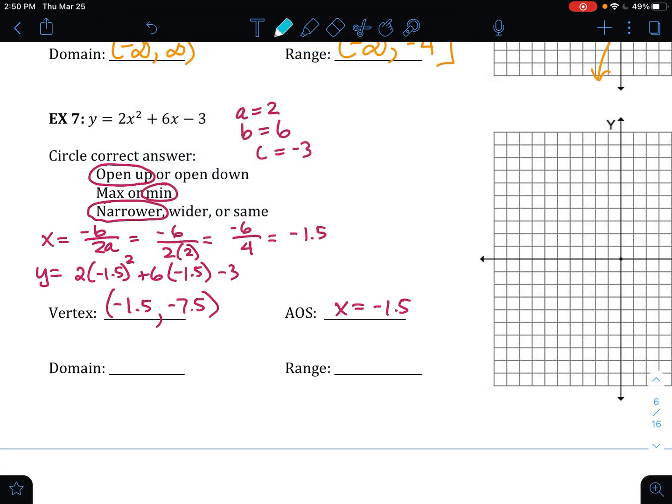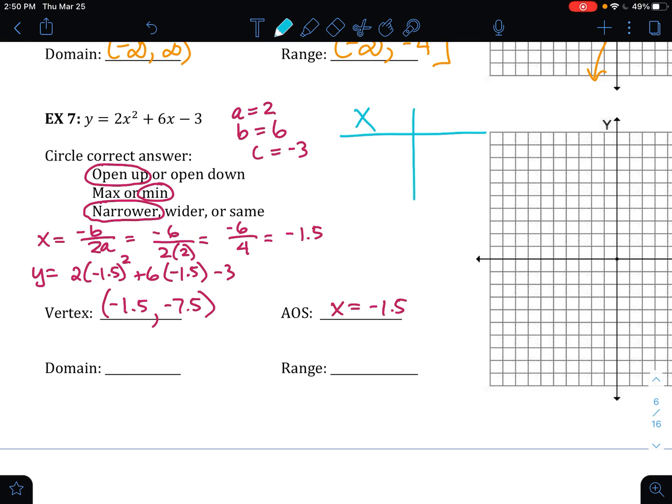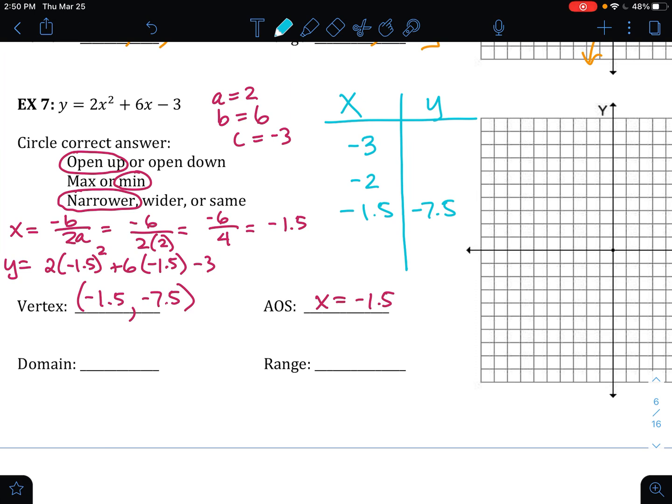Okay, let's do a t-chart, and then we will graph the numbers. So let's put this in the middle, -1.5, -7.5. Here's what I'm going to do for symmetry. I'm going to use whole numbers. I don't want to plug in 0.5s. So instead of going to -2.5, I'm just going to go to -2 and -3. And on the other side of it, I have to go to -1 and 0 because they have to be the same unit apart or else it won't be symmetrical.